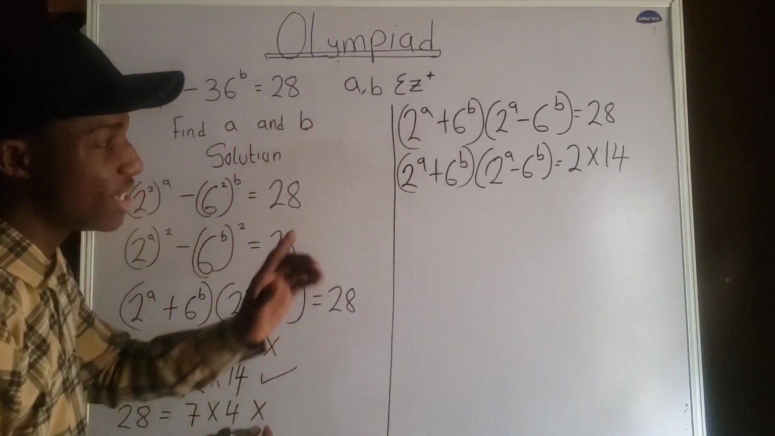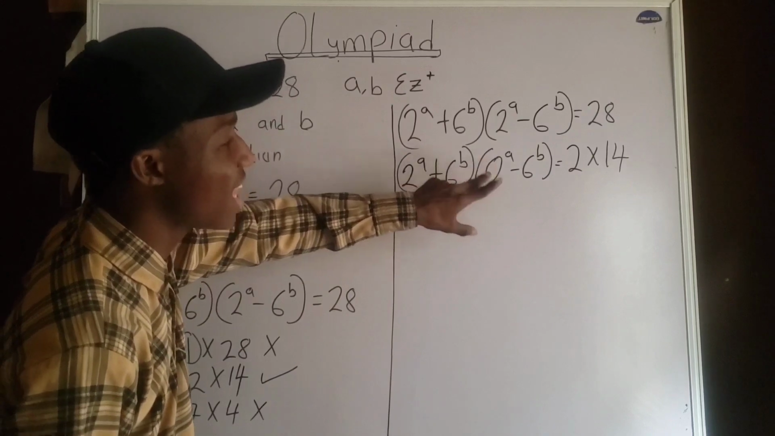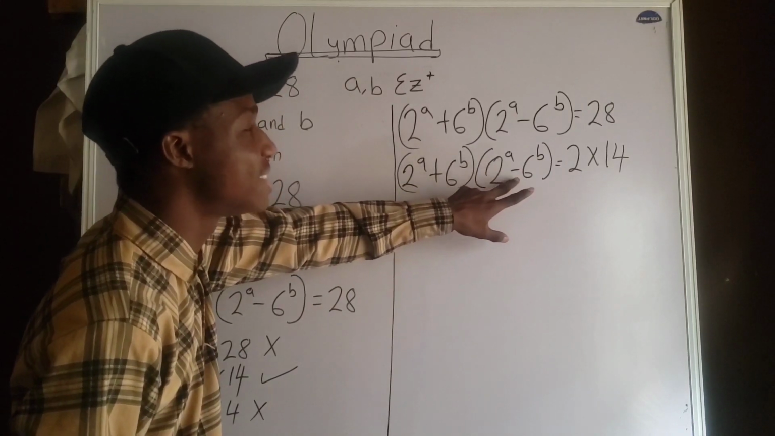Now I want to take note again in this case. You can see that 2^a plus 6^b is larger than 2^a minus 6^b.